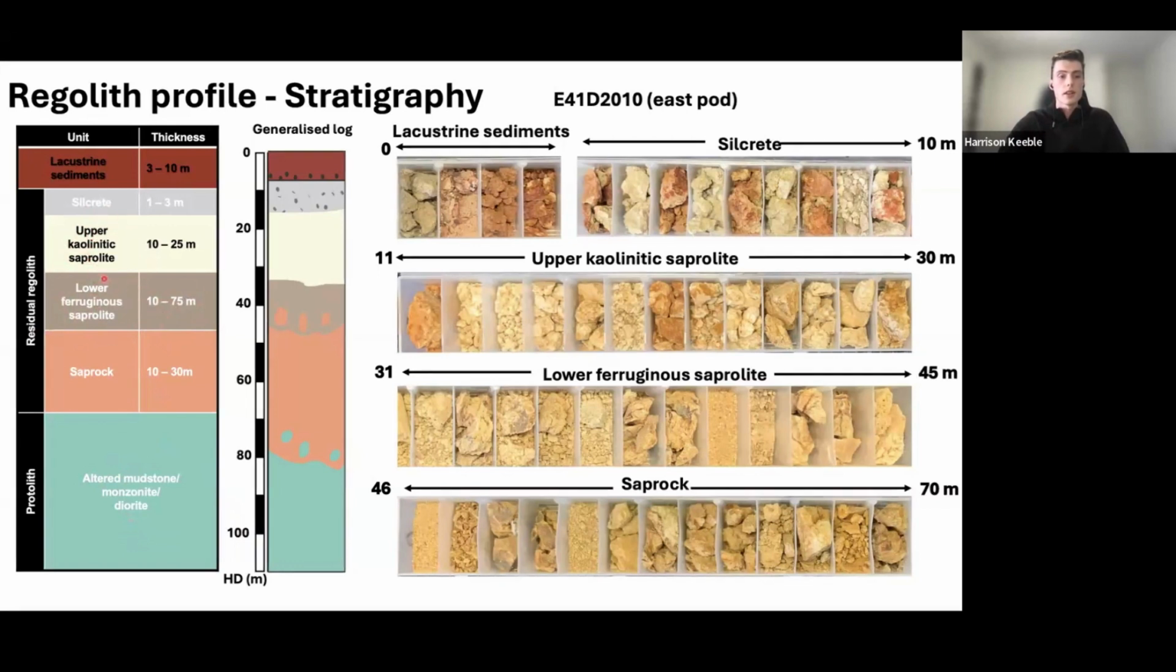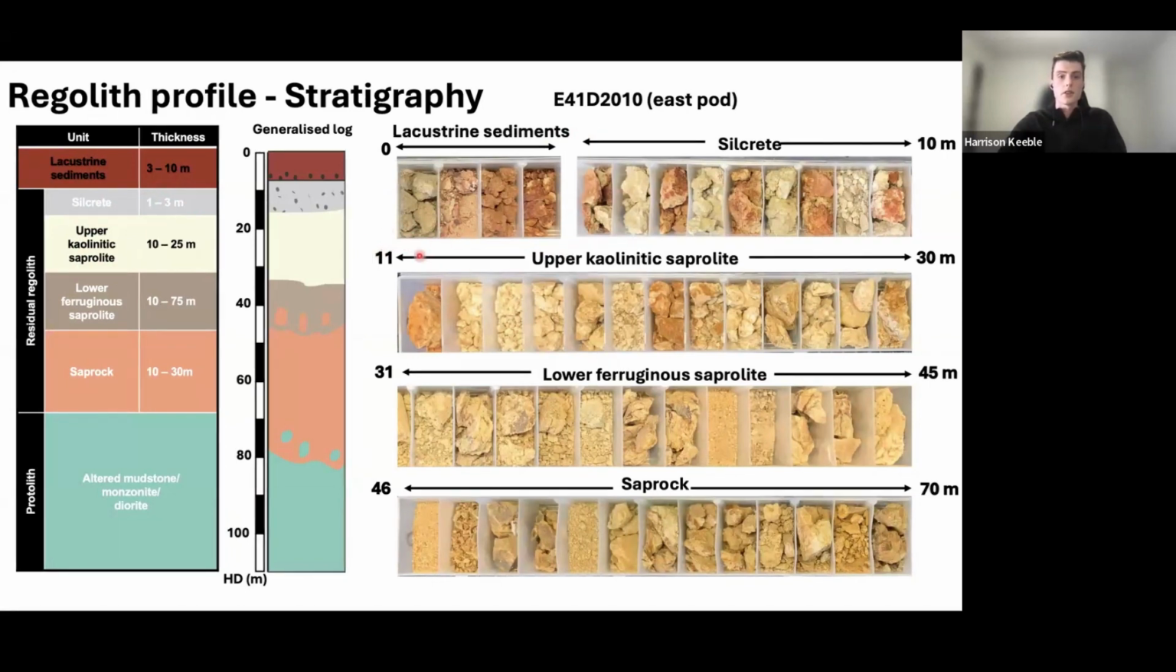Then in the upper part of the saprolite, I defined an upper kaolinitic saprolite, which is again a bit variable, 10 to 25 meters. Finally, the residual regolith is capped by a thin silcrete layer. Above the residual regolith is transported material, which in this case is the lacustrine sediments from the ephemeral Lake Keeble, as I mentioned before. This overlays the whole deposit, again with a pretty variable thickness between 3 and 10 meters. On the right, you can see some images from one of the drill holes of chip trays that I collected during my logging campaign.